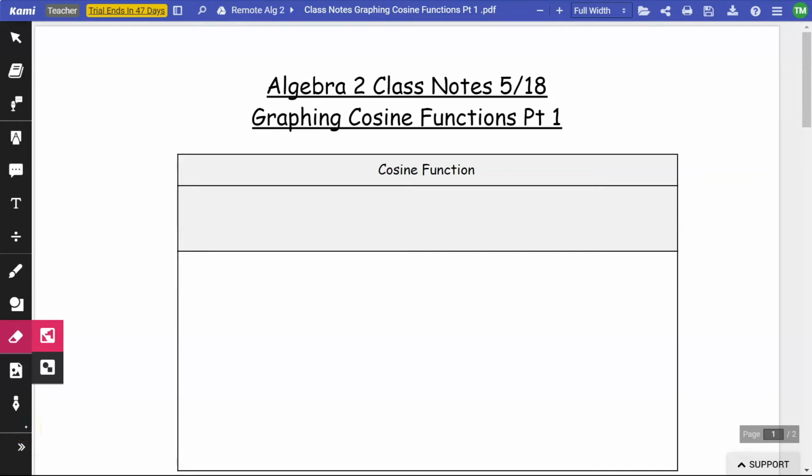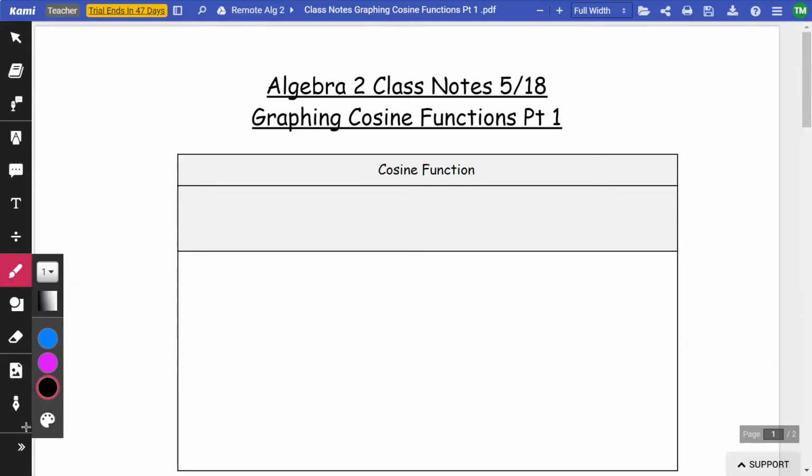Last week we focused on learning how to graph the parent function of all sine functions, y equals the sine of x, or y equals the sine of theta. So this week we're going to focus for a couple days on graphing cosine functions. The parent function of all cosine functions is simply y is equal to the cosine of theta, or y is equal to the cosine of x, where x is the measure of theta.